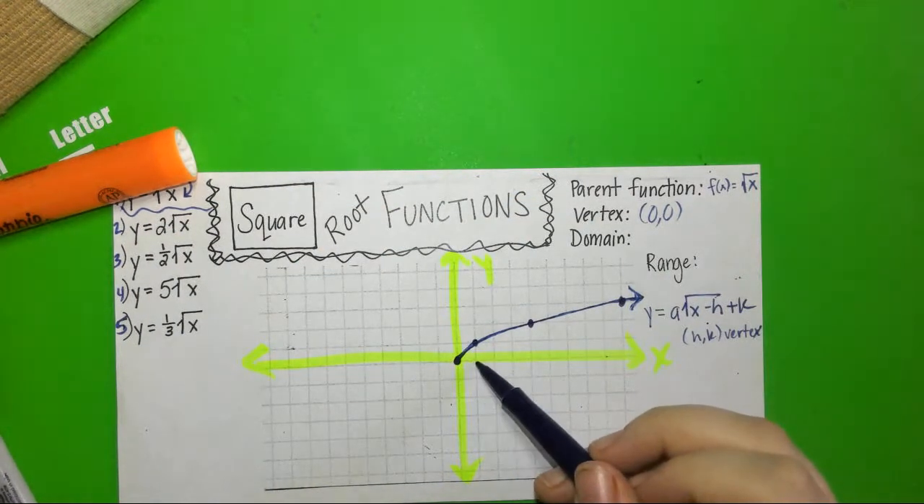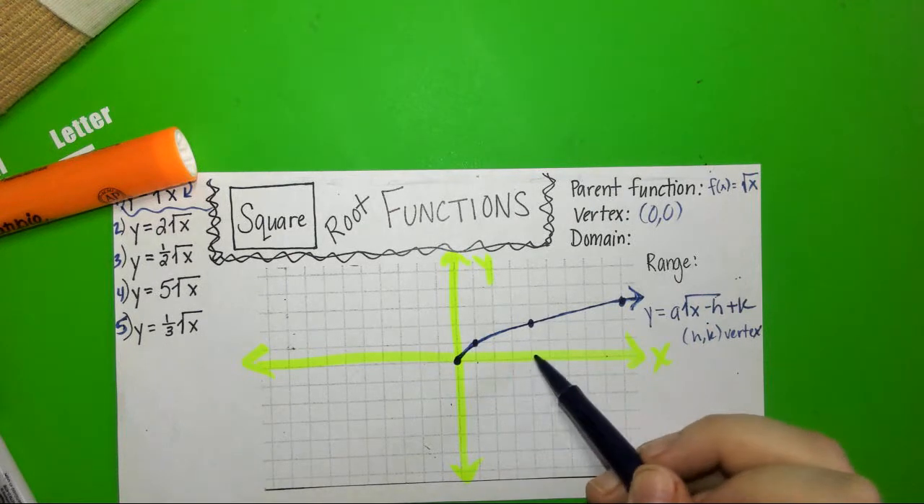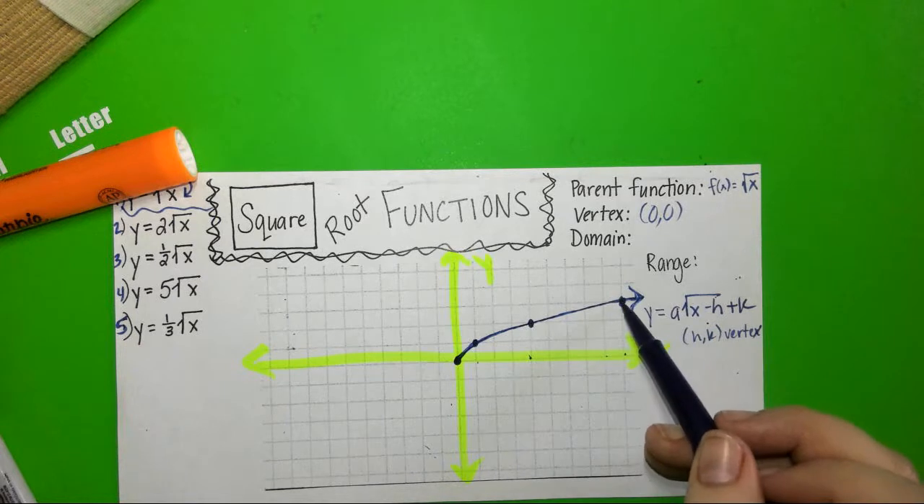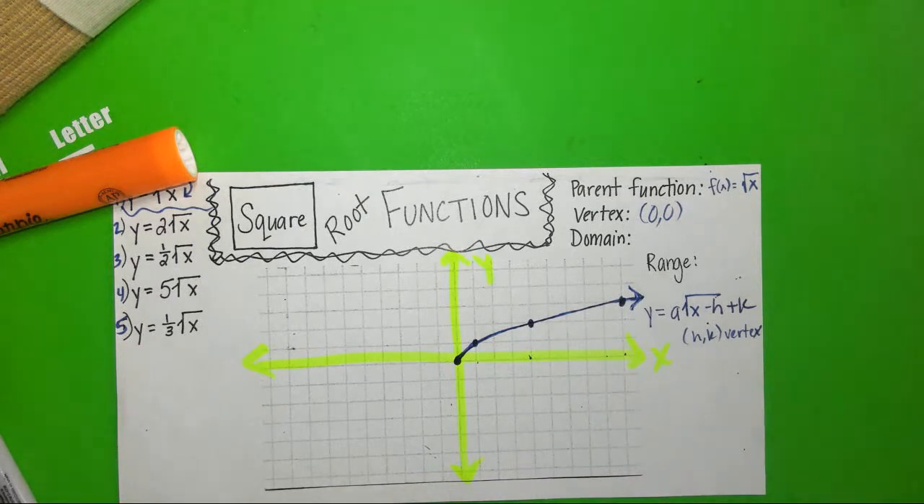I know the square root of 1, it's 1. I know the square root of 4, it's 2. I know the square root of 9, it's 3. That's where these points are coming from. Okay, what is the domain of this graph?